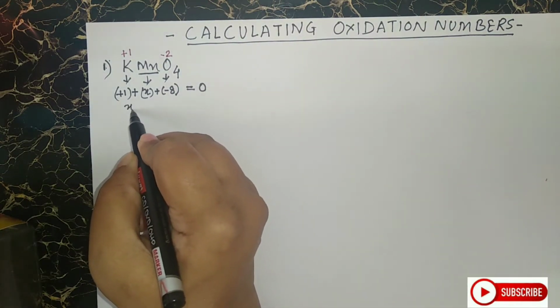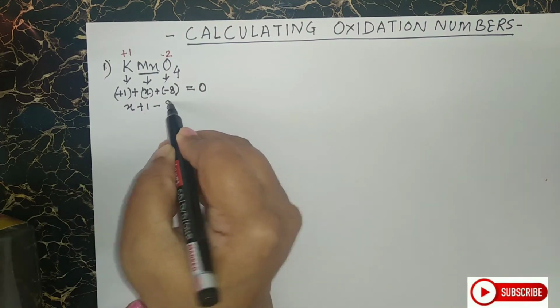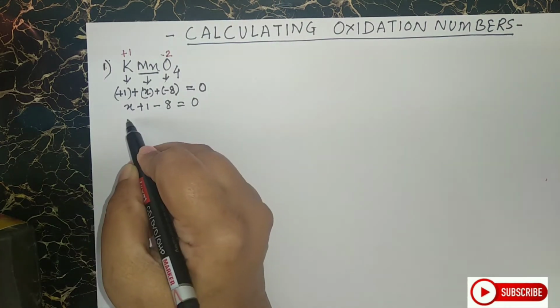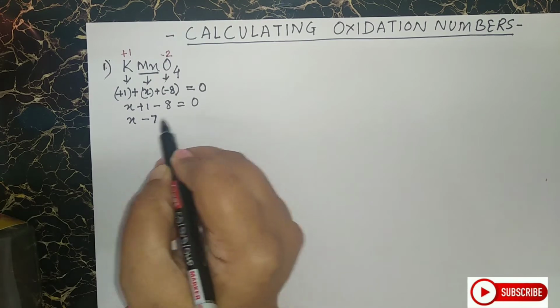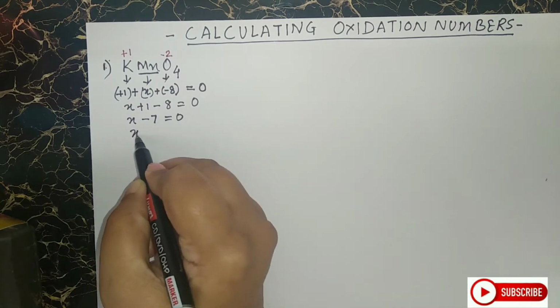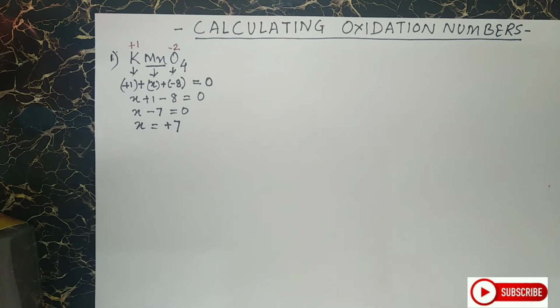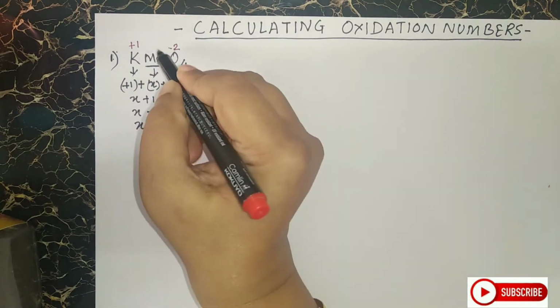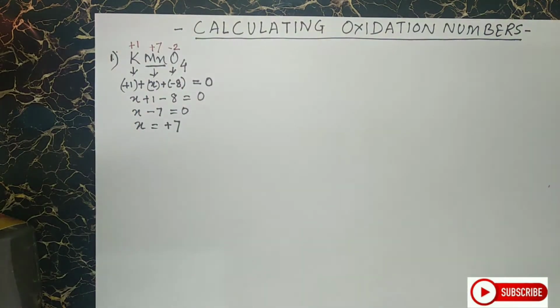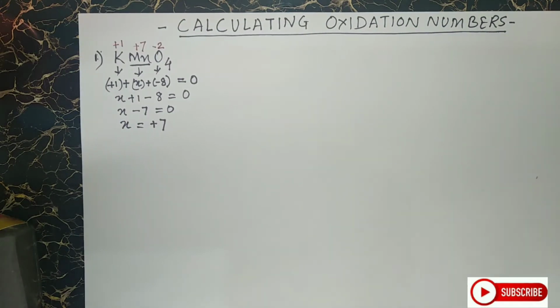Now simply make a total of all the oxidation numbers. So it will be X plus 1 minus 8 is equal to 0. So X minus 7 is equal to 0, so X here is +7. This +7 is the oxidation state of manganese in the molecule. So we have calculated the oxidation state of manganese in the given molecule.